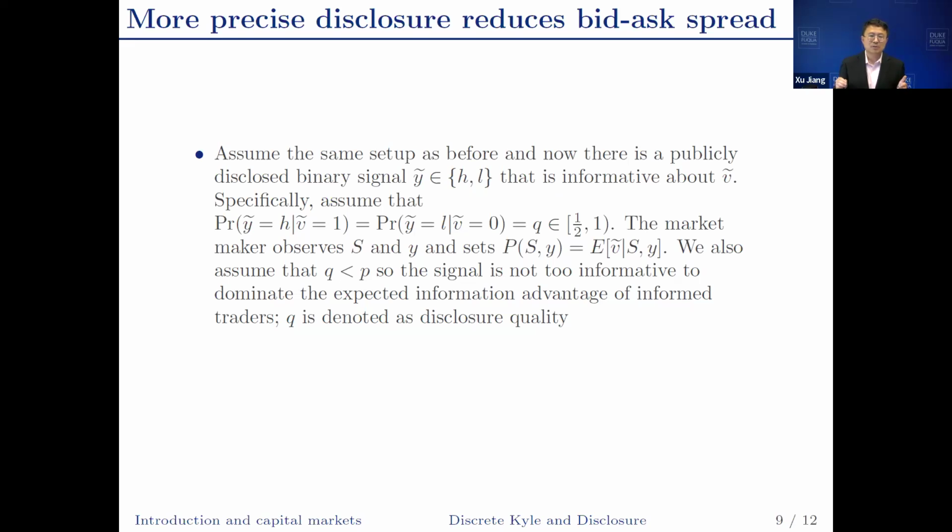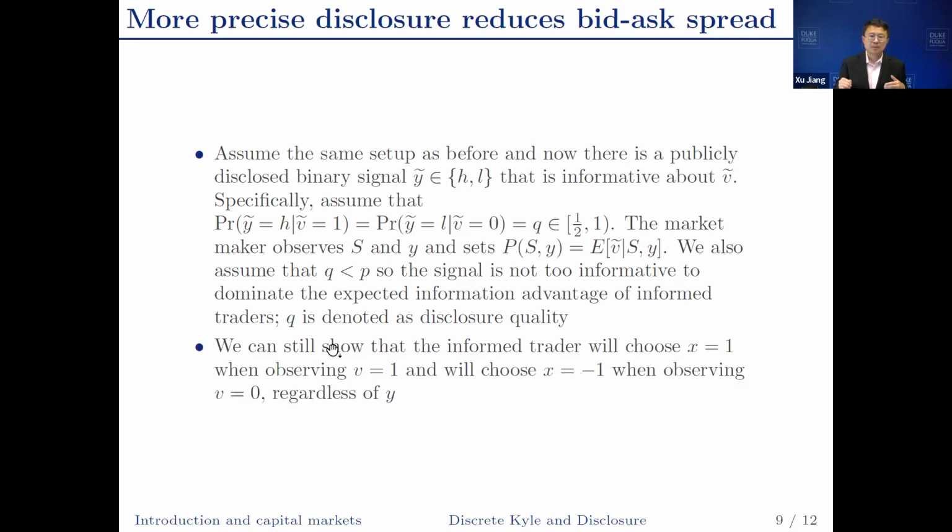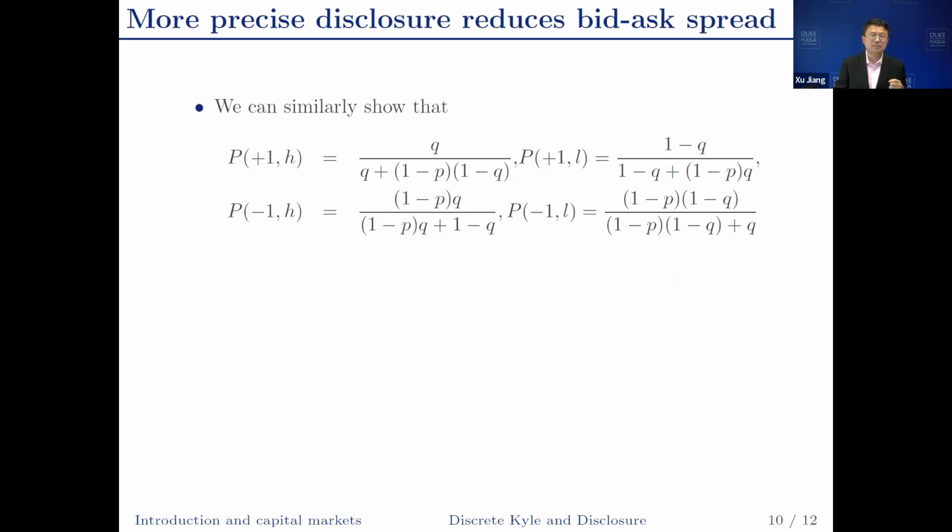We also have a technical assumption. The informativeness of the signal Q is smaller than the probability that the informed trader will be present. This just makes sure that the public disclosure is not too informative, so that we still have the result that we observed. We can still show that the informed trader is going to choose to buy one share when observing V equals 1. It's going to choose to sell one share when observing V equals 0, regardless of Y. And that's because the informed trader observes V, but Y is noisy about V. So they're not going to rely on Y.